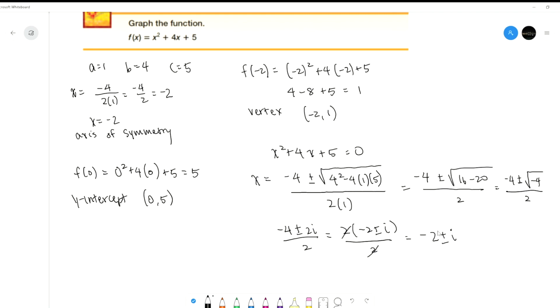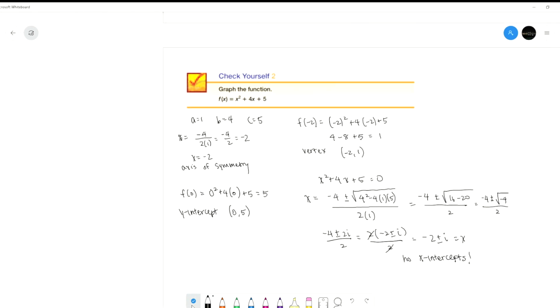Okay, so this is a complex number. If you recall, we can't graph complex numbers on the real number line. So that means there are no x-intercepts, right? This tells us there are no x-intercepts. Okay, so let's continue with our sketch.